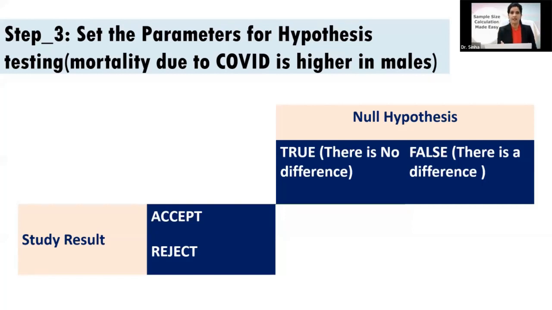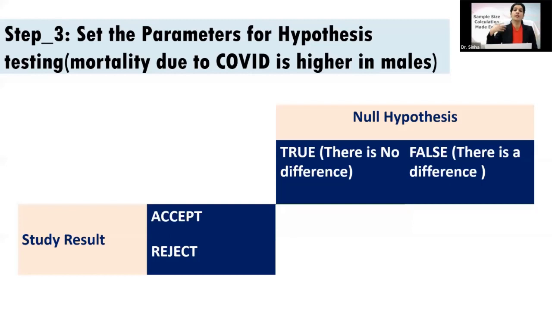In this case, the null hypothesis always says that there is no difference between the two groups. Like if my hypothesis is about mortality due to COVID, and I say that it is higher in males as compared to females, I will compare the mortality in males and in females, and I am saying that mortality is high in males. So the null hypothesis would be that there is no difference.